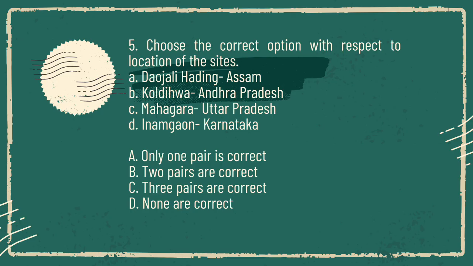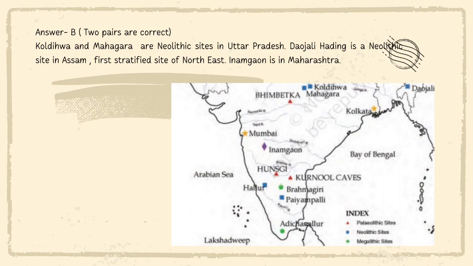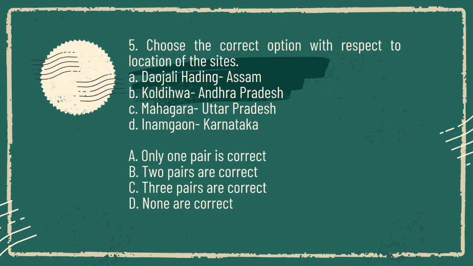The next question, correct option with respect to the location of the sites. Now Daojali Hading, Koldihwa, Mahagara and Inamgaon. So this again has to be solved on the basis of the memory which you have about the various places. These are the sites, ancient sites. So if you see the correct answer to this is B. 2 pairs are correct. Now which are those 2 pairs? The 2 pairs which are correct are A and C. These are the pairs which are correct.